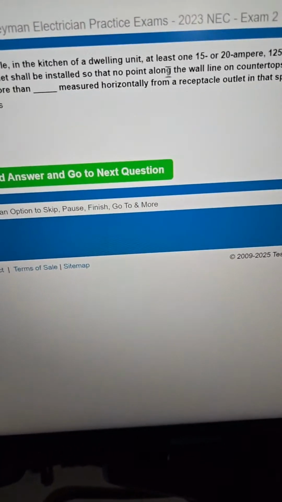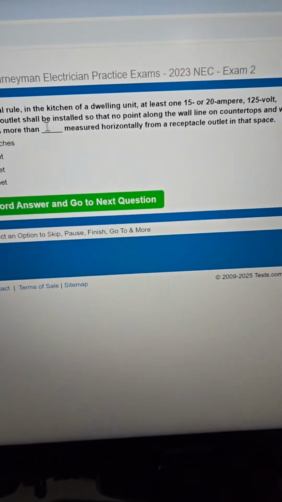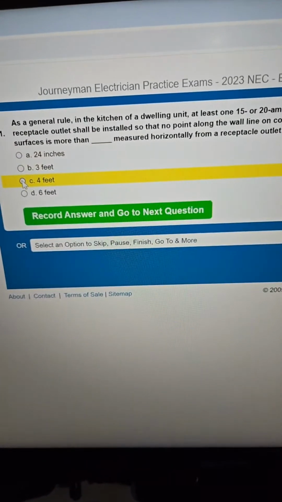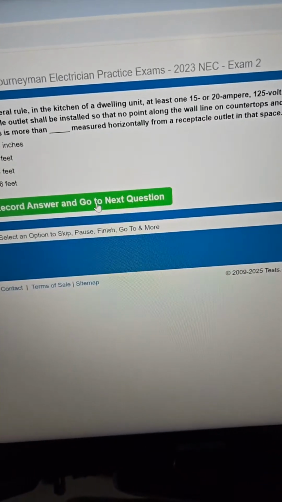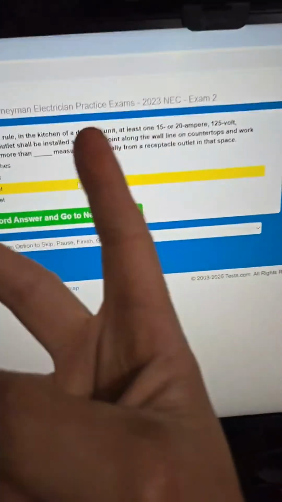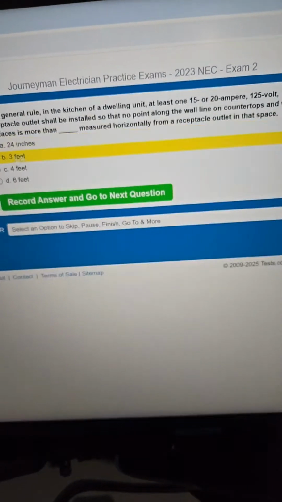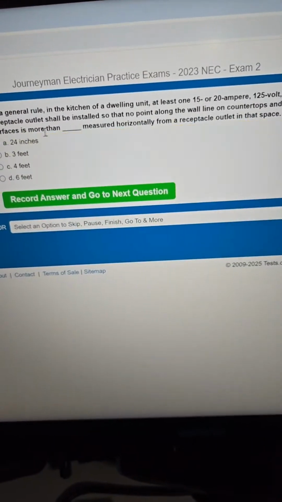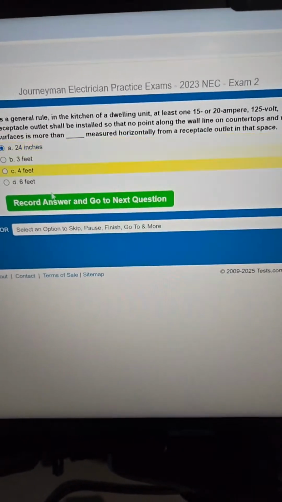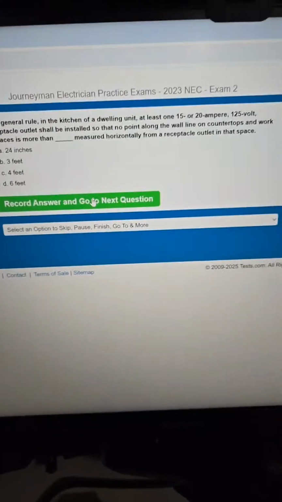Okay, general. In a kitchen of a dwelling unit, 15 and 20 amp 125 volt receptacles shall be installed so that no point along the floor line of the wall is more than blank. This is 4 feet. 4 feet. Yes. But no, it's not. It's 2 feet, because that really makes 4 feet. They can't be 4 feet spaced, but at no point can we be 24 inches away from each of them, which makes it 4 feet. So the answer is 24.